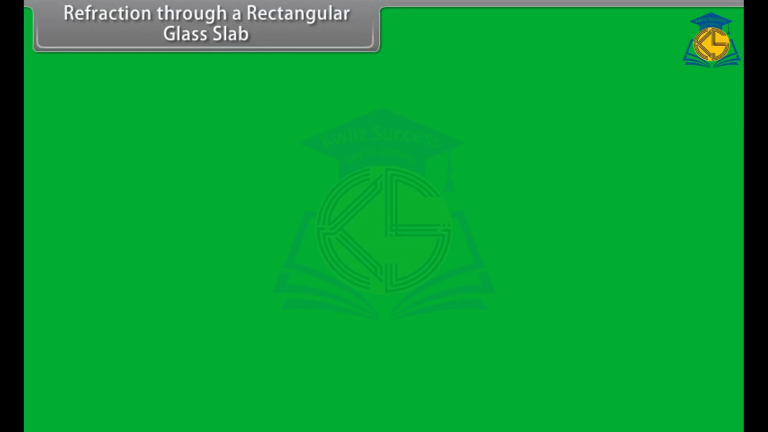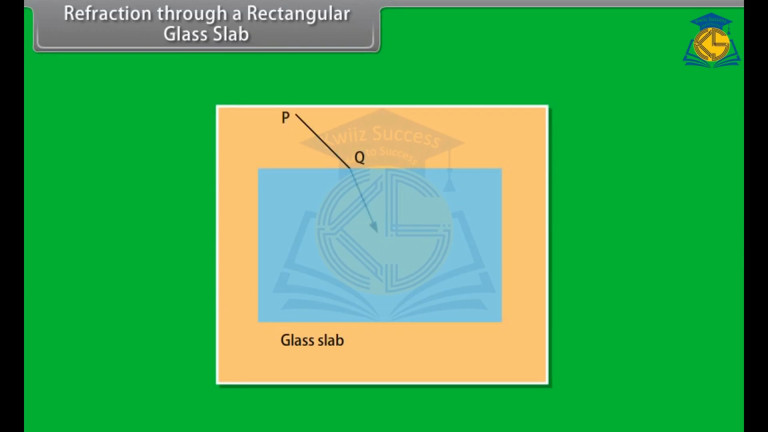Refraction through a rectangular glass slab. Consider a rectangular transparent slab made of a material of refractive index n. Let a ray of light PQ enter from air at Q. This ray is refracted at the upper surface of the glass slab and moves along QR within the slab. At R, it gets refracted again and emerges into the air.